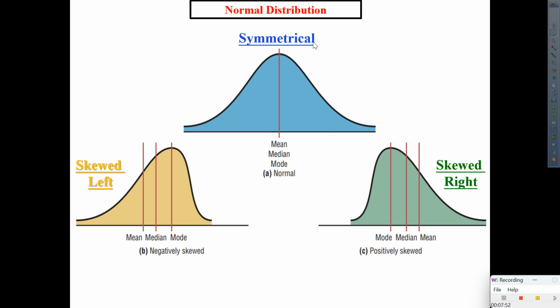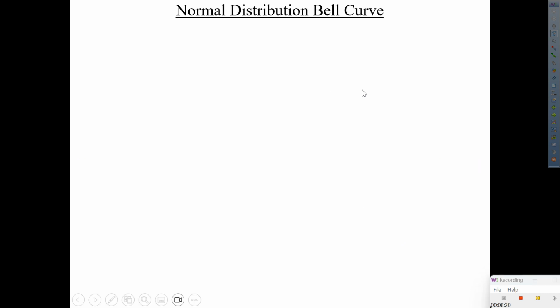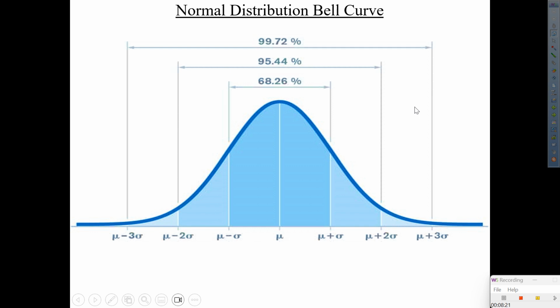So I'm going to focus today on symmetrical or a normal distribution, which is this one. If you want to add more to this curve that you already made, we're going to focus on the symmetrical or normal curve. We're going to add percentages to this, and we covered this at the beginning of the school year. Let's see if you remember. You guys remember those percentages? Yes? So add that to your normal curve, please.